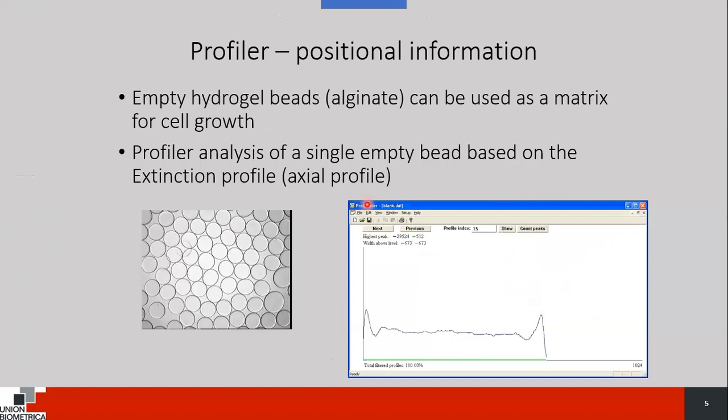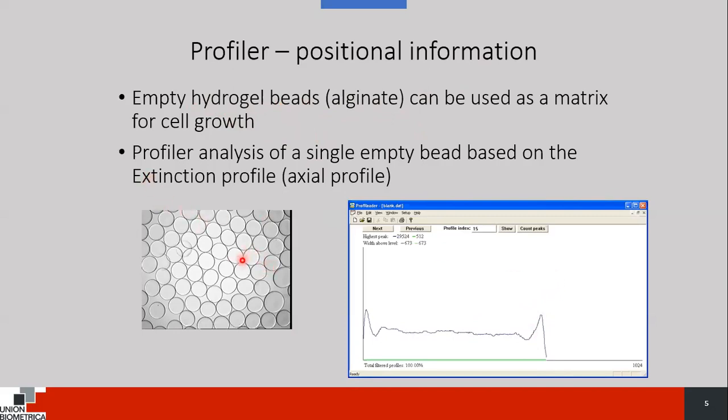I told you I was going to tell you about Profiler, and I told you that it allows you to collect positional information. And I'm going to explain it to you using hydrogel beads, and in this case, alginate beads. They're often used to encapsulate either cells or cell clusters or something else, and provide a structure for those cells. There are a lot of researchers that use that approach with hydrogel beads. But I'm just going to do this for the purpose of describing what a profiler is.